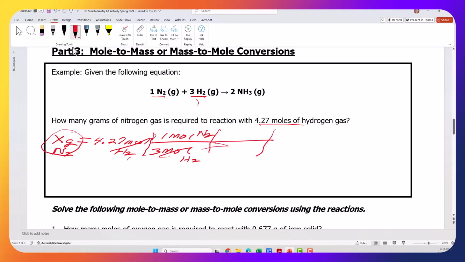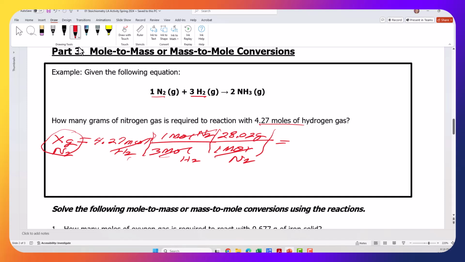Sorry about that last little blurb right there. That was a little bit of a mess. Let's clean that up, and here we go. So this is going to be 1 mole of N2, and the molar mass of N2 is 28.02 grams per 1 mole. So moles of N2 will cancel. That's going to give me grams of N2.